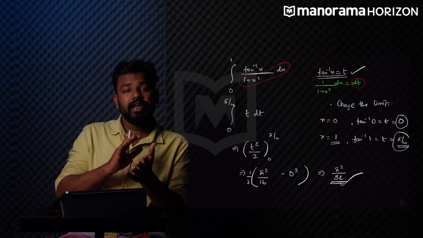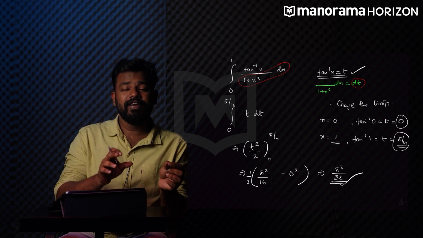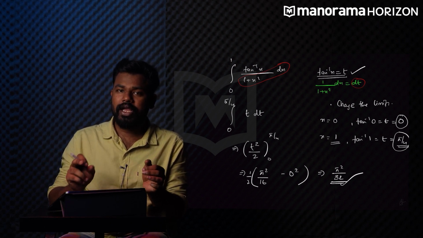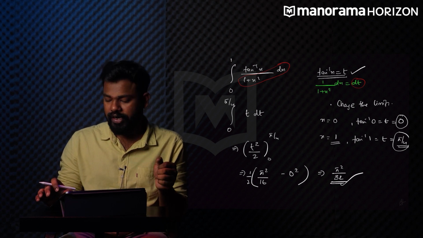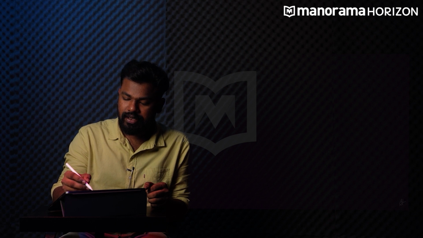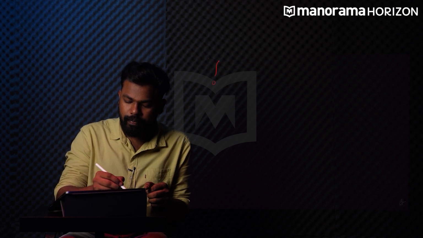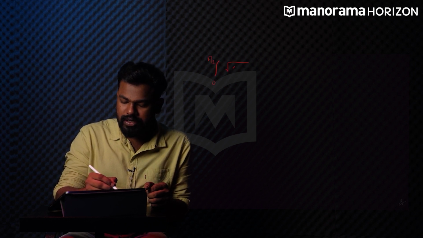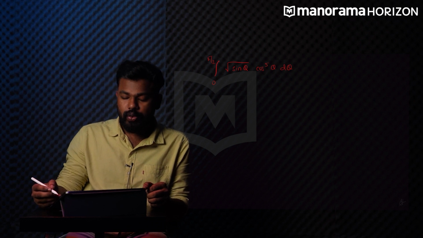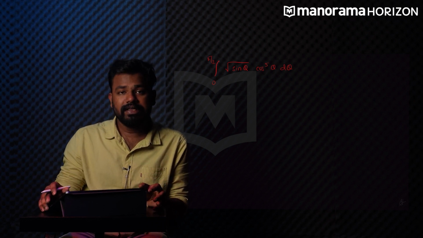So remember, whenever you are evaluating a definite integral using the method of substitution, make sure you change the limits also. That's the only difference. Now let's do another question. The question here is the integral from 0 to pi by 2 of root sine theta cos raised to 5 theta d theta. So you have to integrate this one, right?